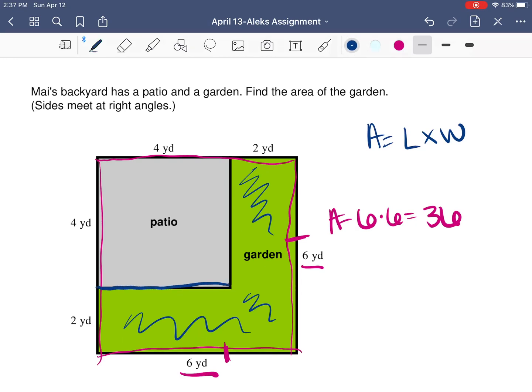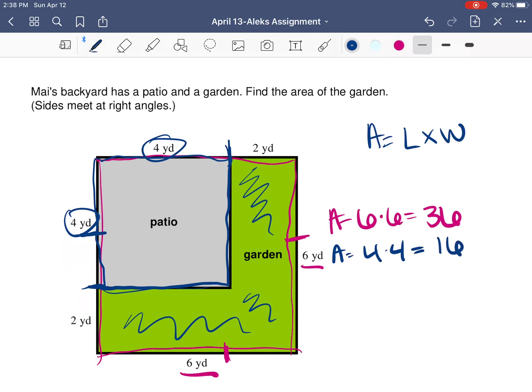Now we want to take this patio shape and find out what it is. And we can tell that this part from here to here is 4, and this part from here to here is 4. So I have 4 and 4. So that one's 4 times 4, which is 16.